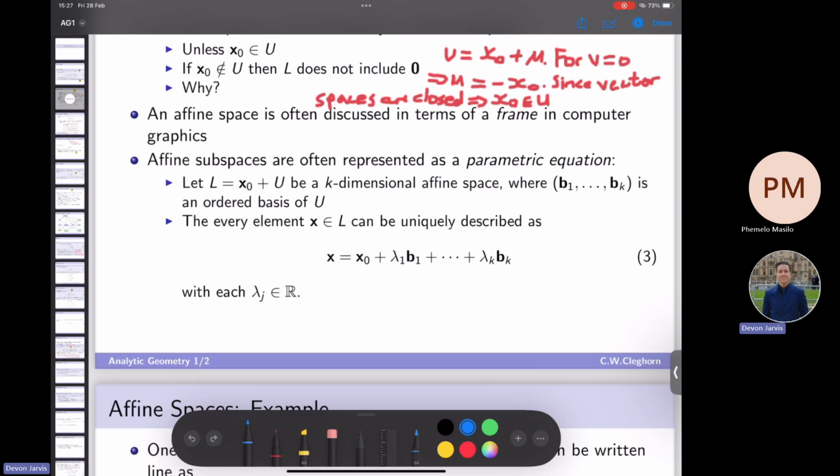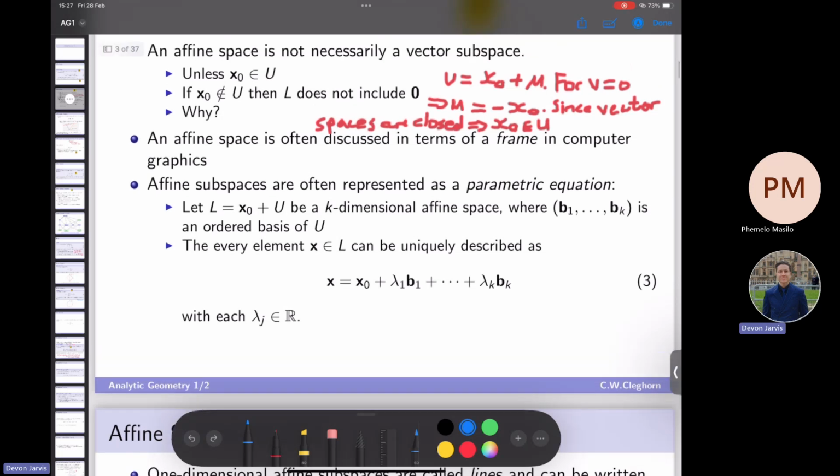So affine subspaces are often represented as a parametric equation. If we let L be that kind of space, a vector space plus a shift, the k-dimensional affine space where B is an ordered basis of U, then every element in that space can be uniquely described as a linear combination of my basis for my original space plus the support point added back to it.